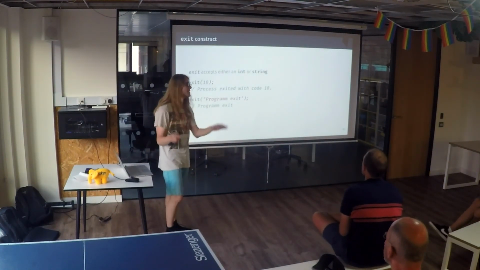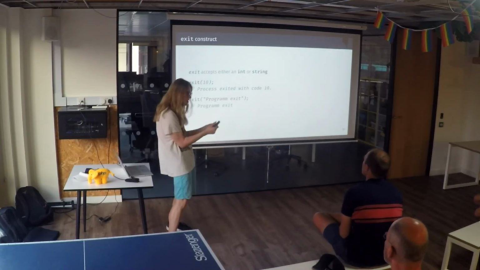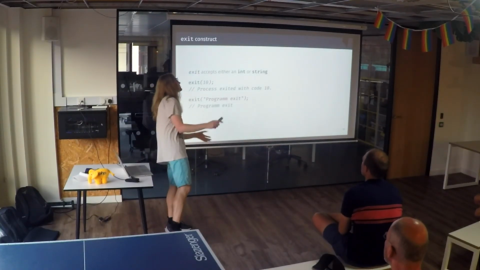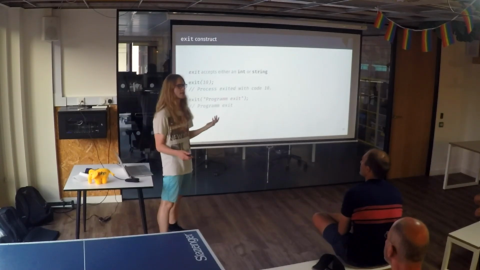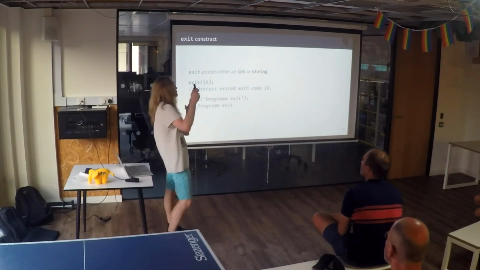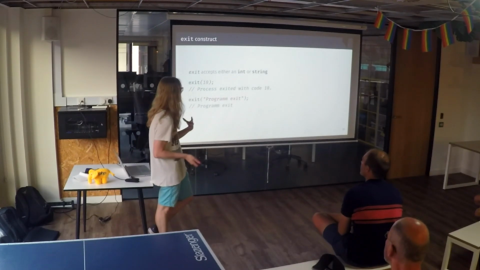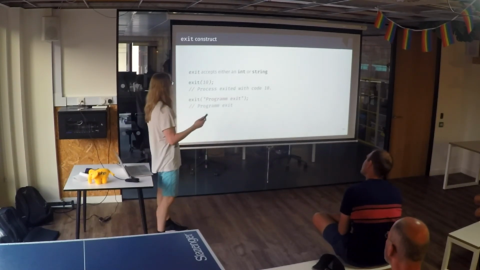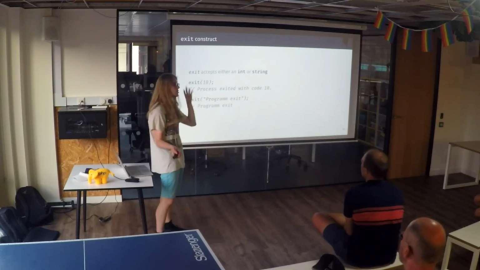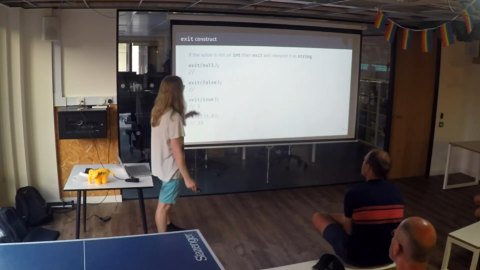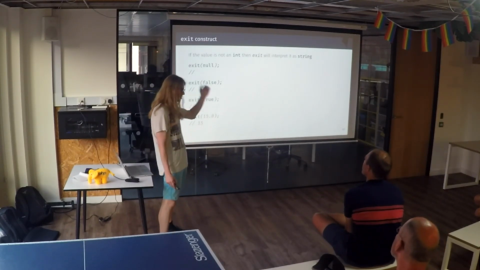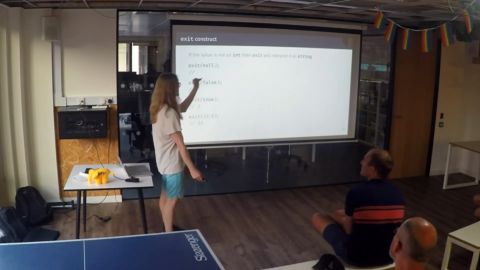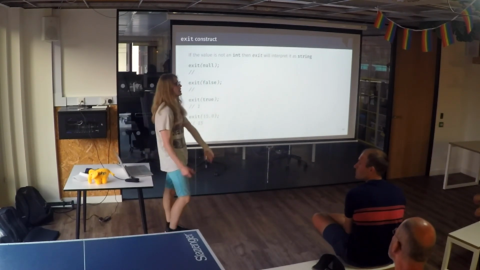So finally, we're getting to the end here. Exit either accepts an integer or a string. And exit is a language construct, because obviously it can't be a normal function, since that allows you to exit the program. If you give it an integer, it will process the exit with a status code, and if you give it a string, it will print the string to the console and just leave. But it is very specific on what it accepts. If it's not an integer, then it will interpret the value as a string.